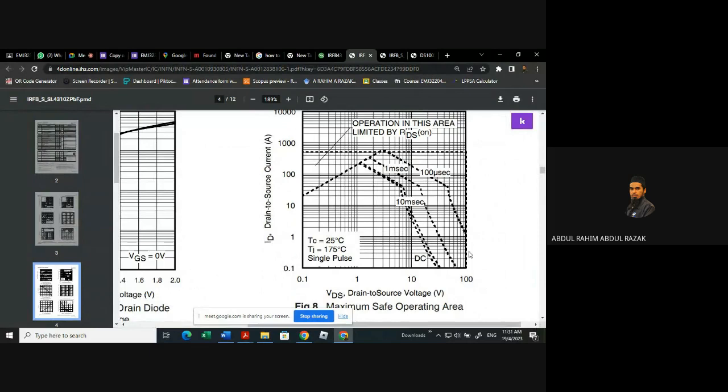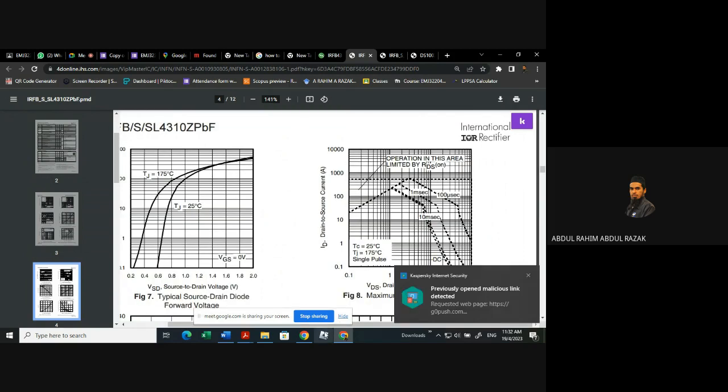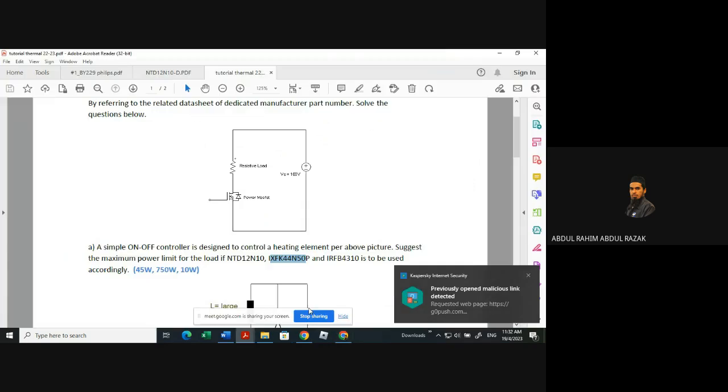So for DC, DC is not applicable here. Nampak tak? You nak pakai DC tadi kan? 100 volt, so tak boleh pakai lah. Sebab dia dalam 100 volt, you kena pakai above 10 kilohertz. So untuk DC, maximum current can go, you can use, jawapan dia kata apa? 750 watt.